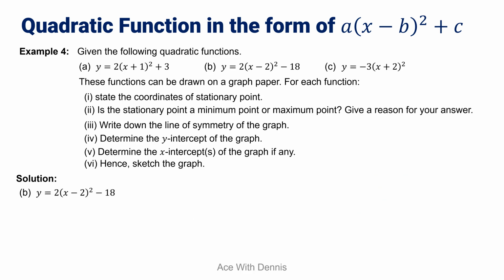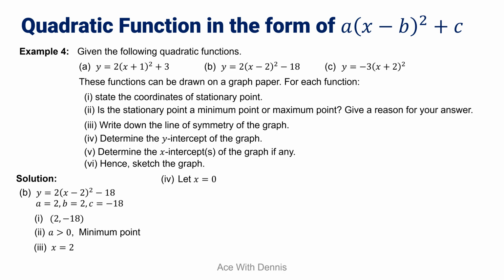For b, the equation is y equals 2 bracket x minus 2 squared minus 18. So from here, a is 2, b is 2, and c is negative 18. So answer number 1, the stationary point coordinates will be 2, negative 18. Number 2, since a is greater than 0, or a is a positive number, then it is a minimum point. Number 3, the line of symmetry will be x equals 2.